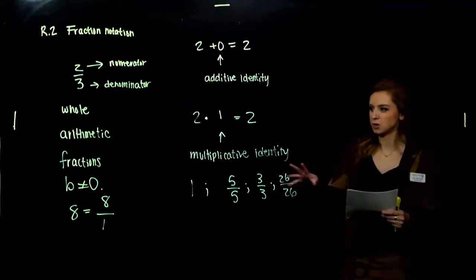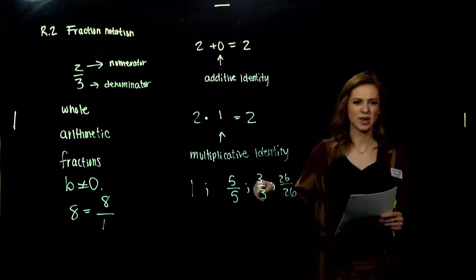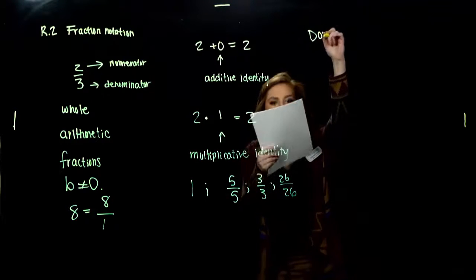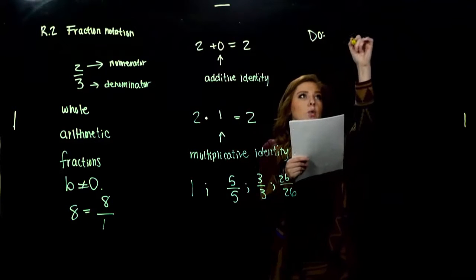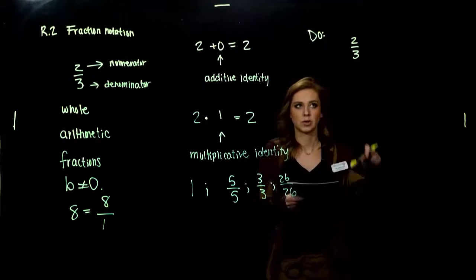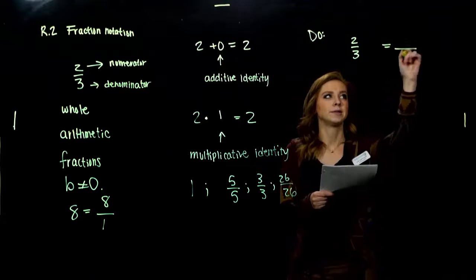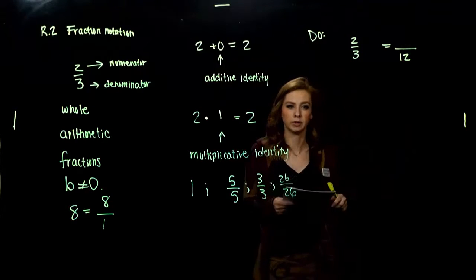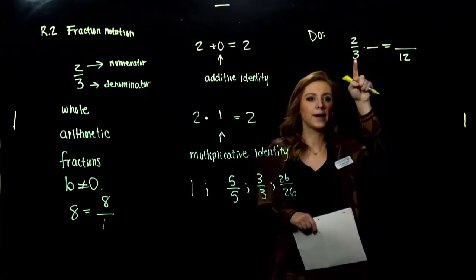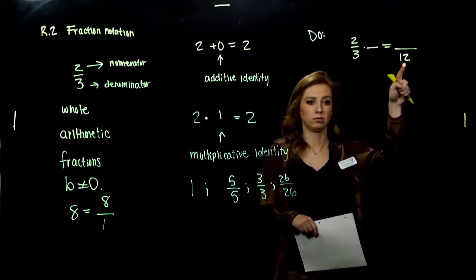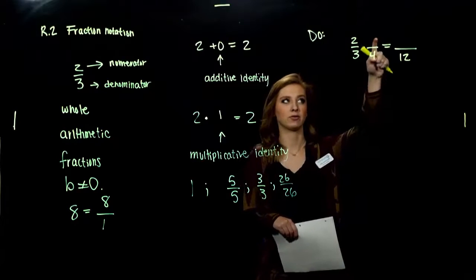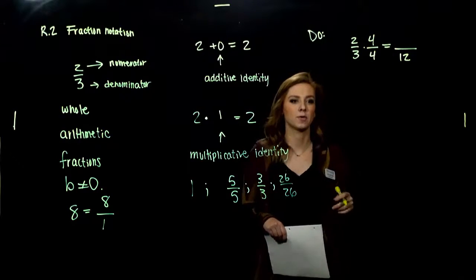So, we want to be able to manipulate these fractions, make them look different, but still have them be equivalent using these different rules. So, that first example that you have, we want to write a fraction expression equivalent to 2/3, but with a denominator of 12. So I'm looking to turn this fraction into something over 12, and I want it to be equivalent. So just working with the denominators, what do I have to multiply 3 by to turn into 12? 4. But whatever we do to the bottom, we have to do to the top. So we also have to multiply by 4 up there.